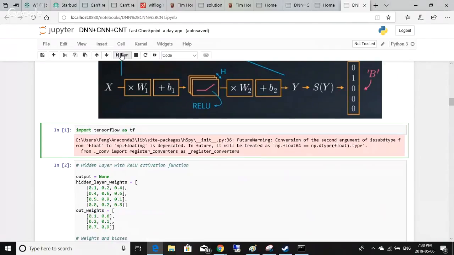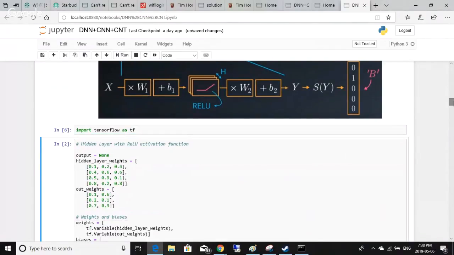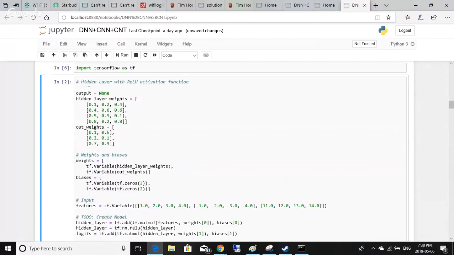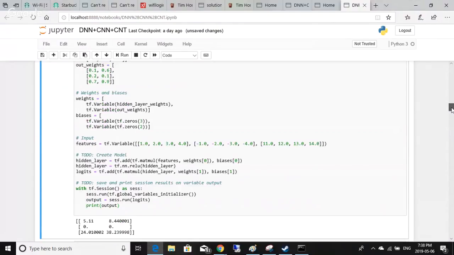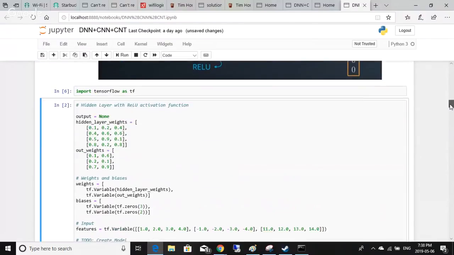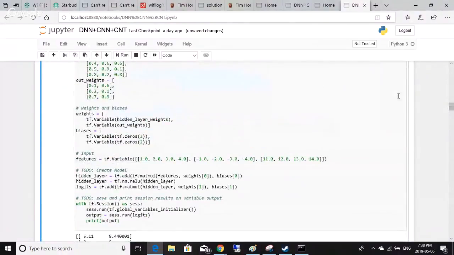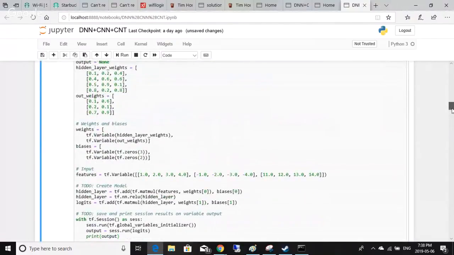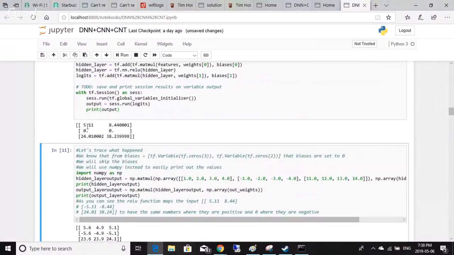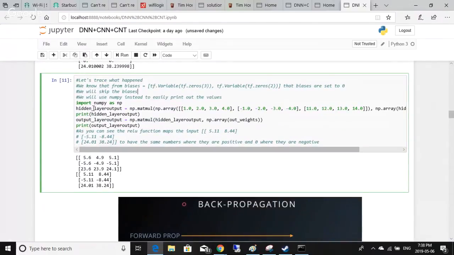Let's go through an example. This is the type 2 example for showing what ReLU is doing. So let's run it through and see what happens. You see there's 0 and there are two positive numbers here.